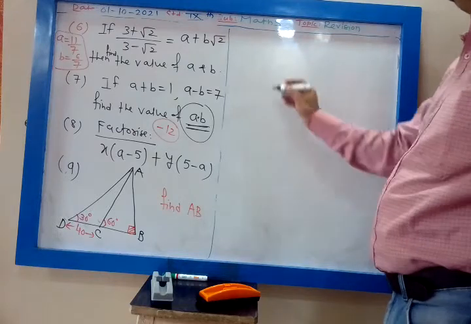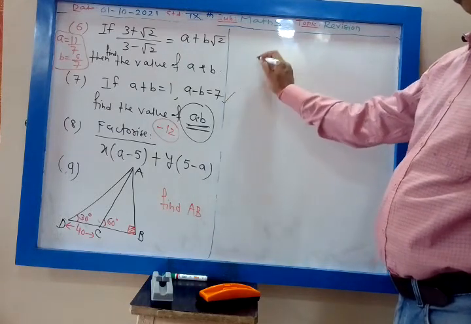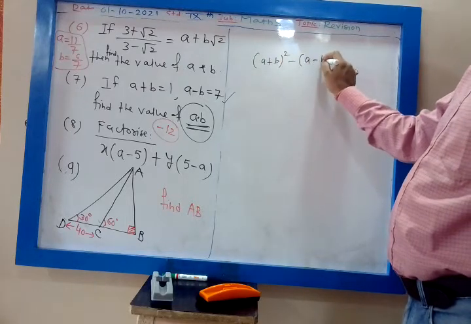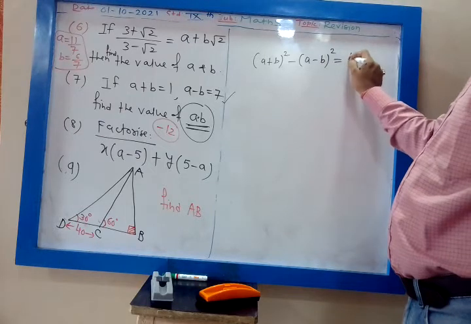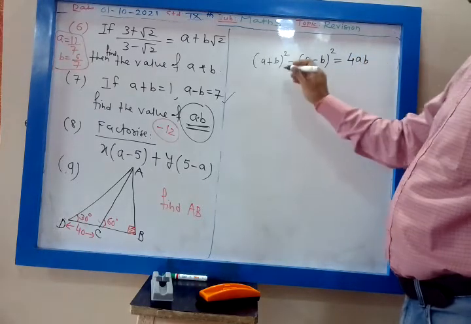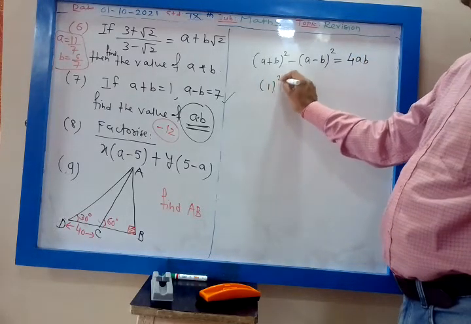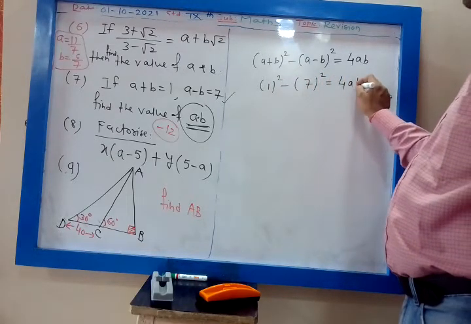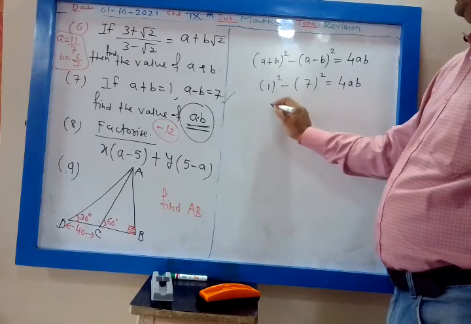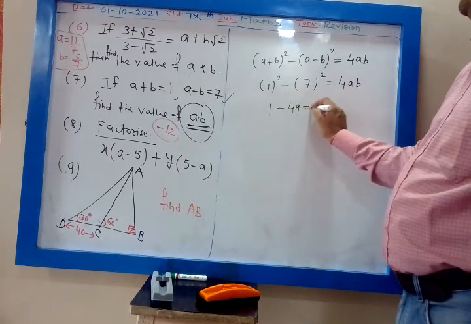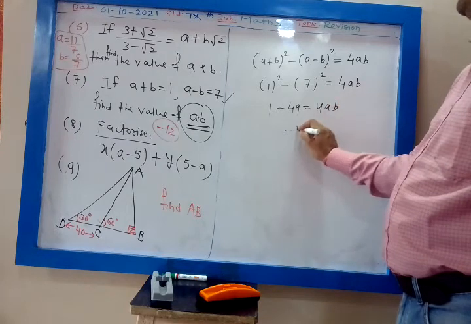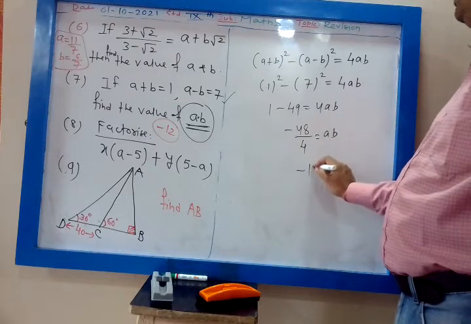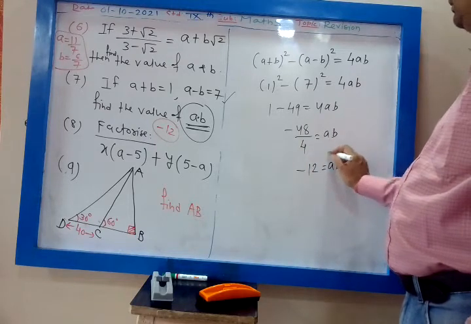So this is the problem where you can use the formula A plus B whole square minus A minus B whole square is equal to 4AB. Correct? A plus B is given 1 square. A minus B is 7 square is equal to 4AB. Correct? So 1 minus 49 is equal to 4AB. So minus 48 upon 4 is equal to AB. So minus 12 is equal to AB. AB is equal to minus 12.